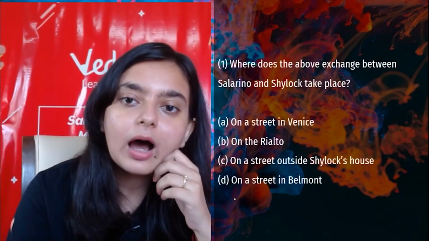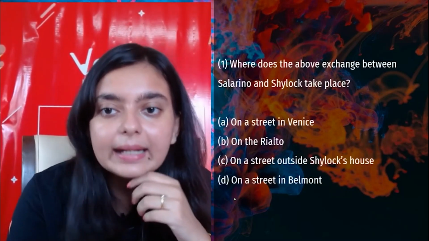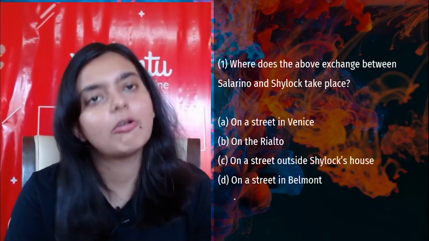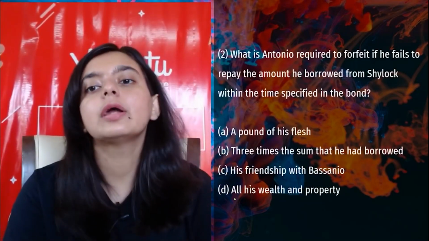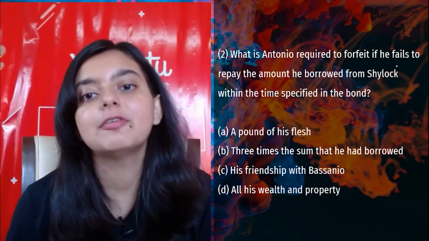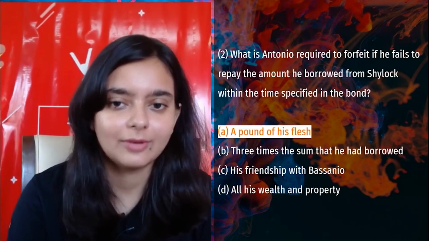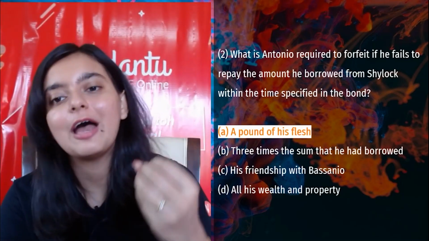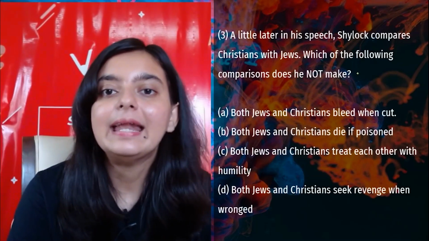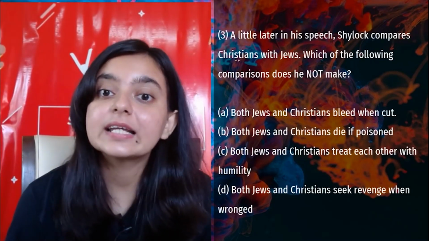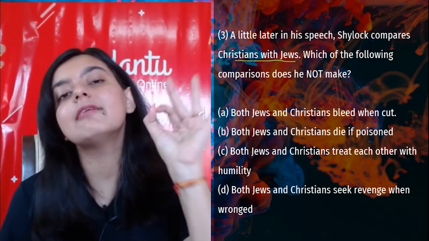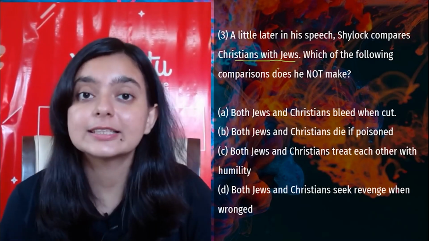Now, the question is, where does the above exchange take place? Obviously, on a street in Venice. What is Antonio required to forfeit if he fails to repay the amount? Obviously, it is a pound of flesh. Next, a little later in his speech, Shylock compares Christians with Jews. That particular speech is very, very important.